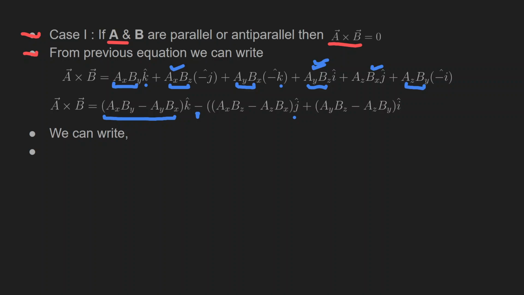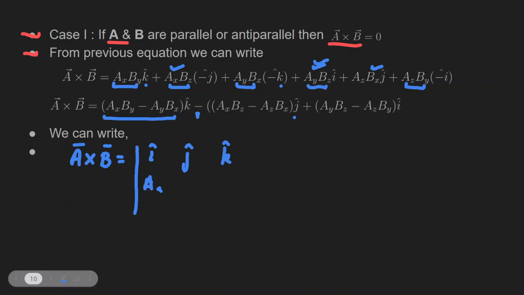Now this a cross b, there is a very nice way to write it. So vector a cross b is equal to the determinant of i, j, k; ax, ay, az; bx, by, bz. So this determinant is known as I.